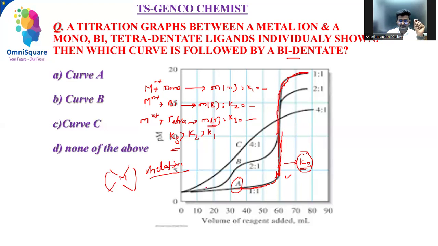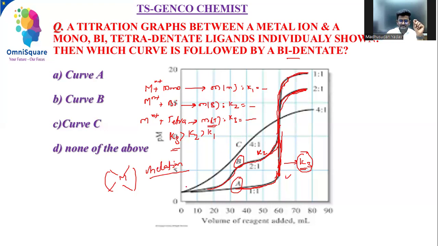Now look at B. B is going like this. It has a break point up to here. So it is slightly lesser than K3. So you can say that this B curve indicates K2. That means it is a bidentate ligand curve. So this is the question they are asking.